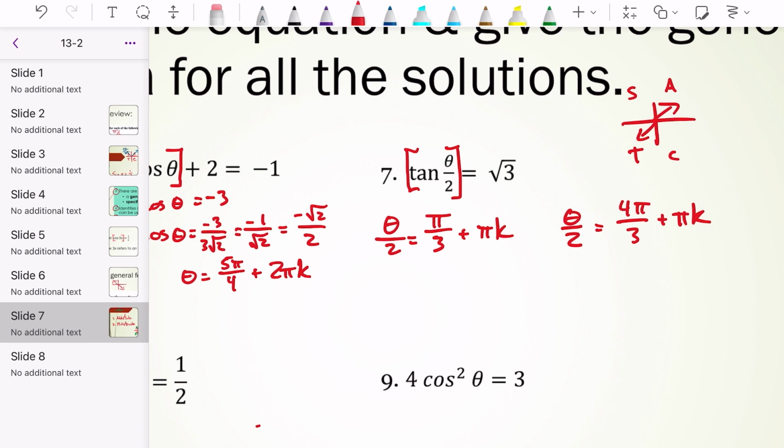Now, we still have the 2 attached to the theta over 2. So what's going to occur is that we're going to multiply everything by 2. That means both sides of the equal sign. That would cancel off the 2 underneath our theta, so theta is equal to 2 pi over 3 plus 2 pi k, and theta is equal to 8 pi over 3 plus 2 pi k.